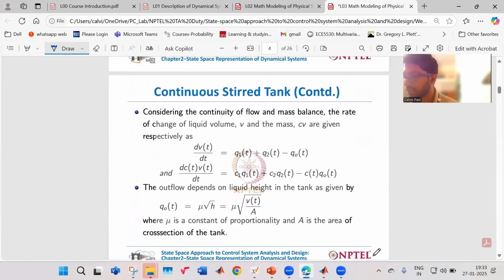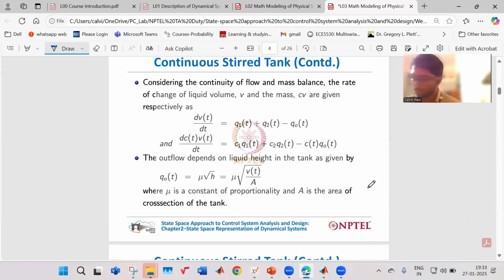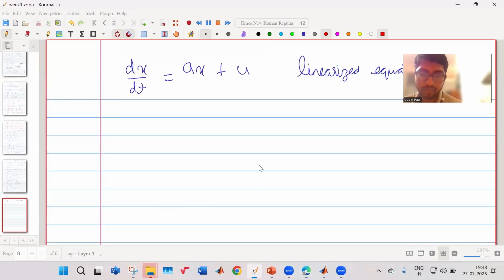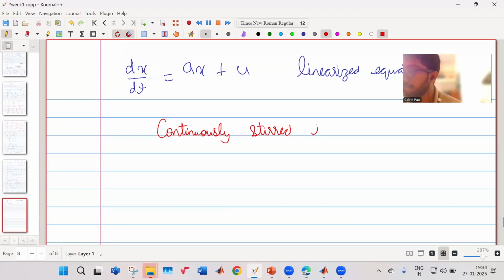So Sir has derived these equations. dV(t)/dt is Q1 plus Q2 minus Q0, and d(C(t)V(t))/dt is given by this expression. So this is the continuity of flow and mass balance, etc. Let us write down these equations and hope it gives us some particular understanding. So these are the equations.